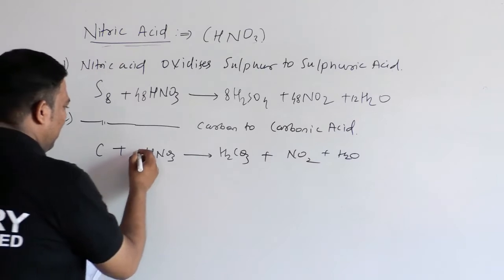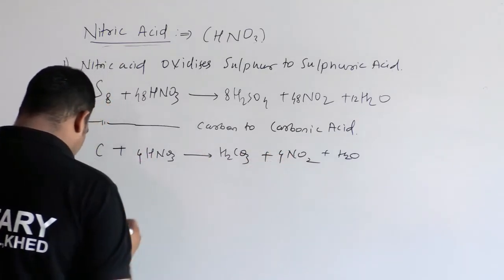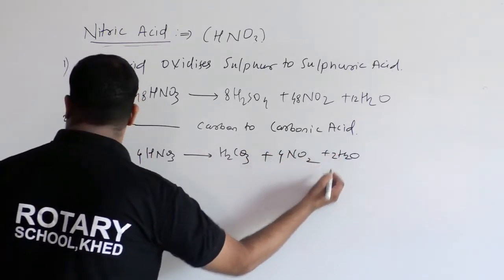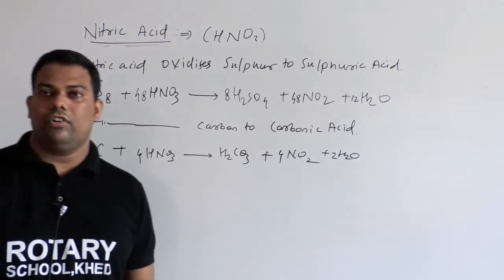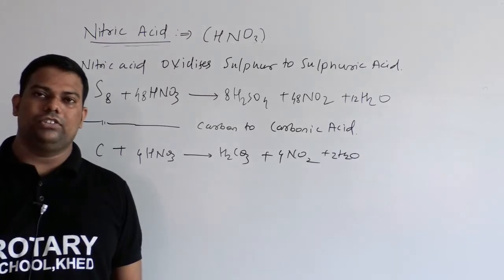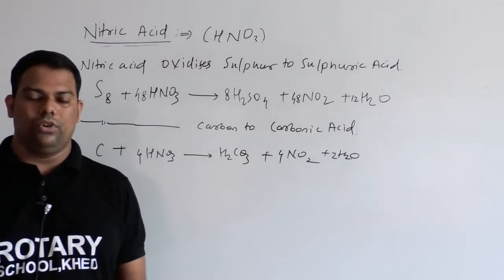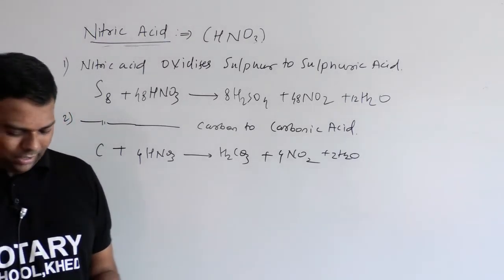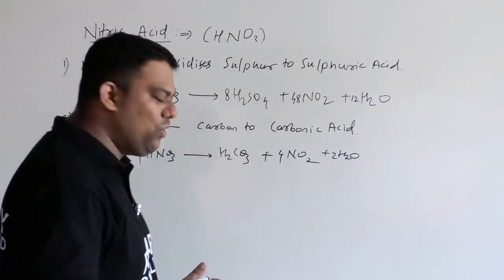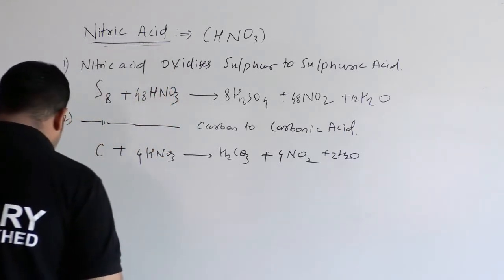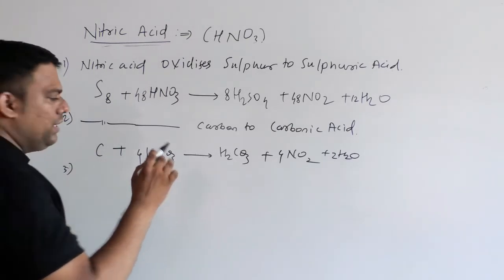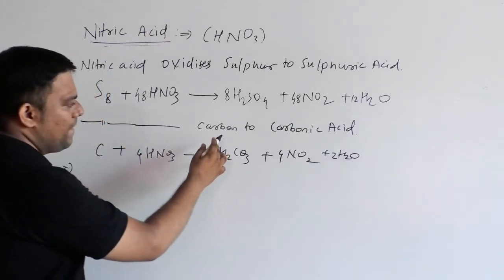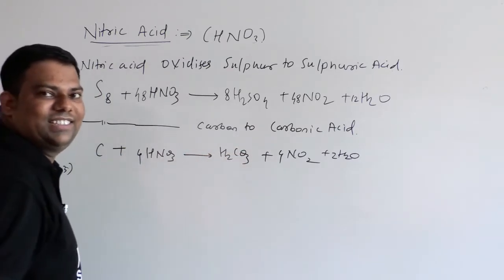So we can balance this reaction, or you can cross check it. Nitric acid has a tendency to oxidize carbon to carbonic acid. Now we will discuss another non-metal. Third, you can write: nitric acid oxidizes phosphorus to phosphoric acid.